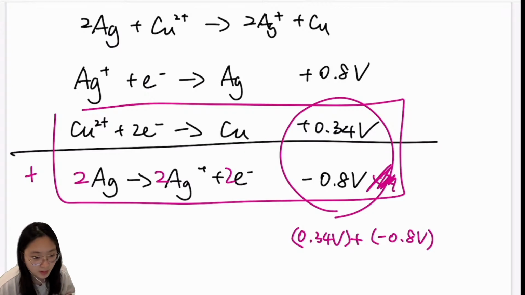We always want a positive. I mean, for the galvanic cell, we always want a positive, but I didn't really specify if this is for galvanic cell or for electrolytic cell.